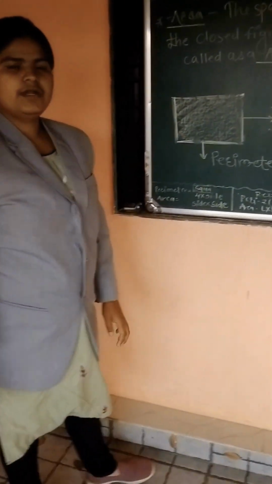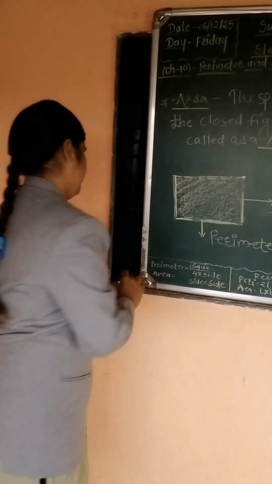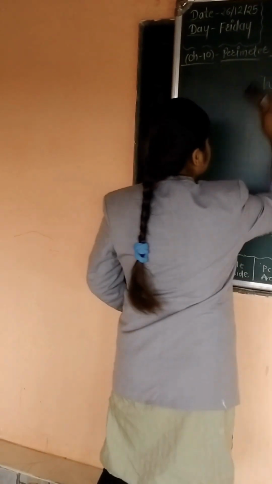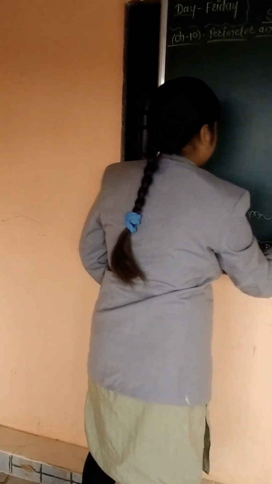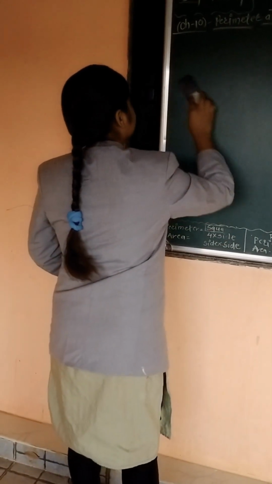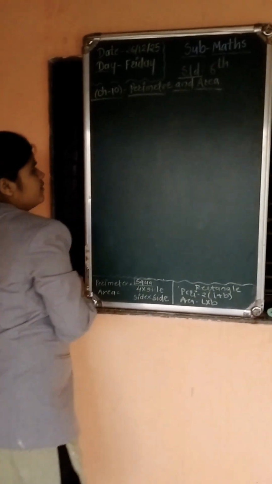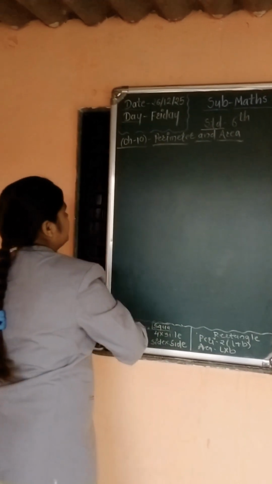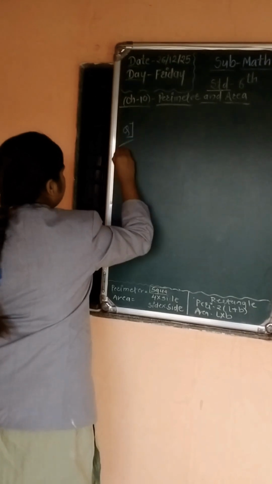So, understood this concept, what is area and what is perimeter. So now we will solve some examples on the basis of perimeter and area of a square as well as a rectangle. First of all, we will start with the perimeter. So here we take an example.